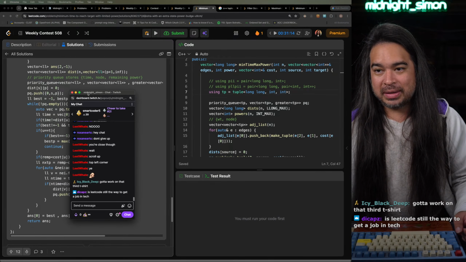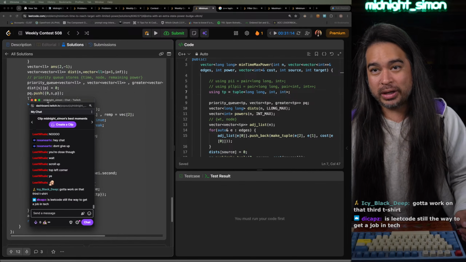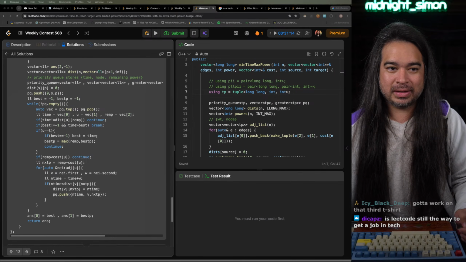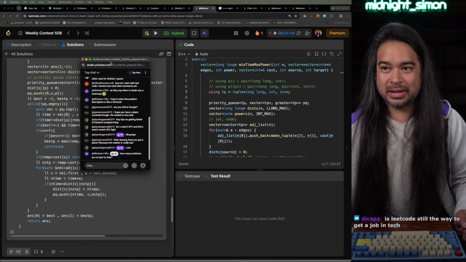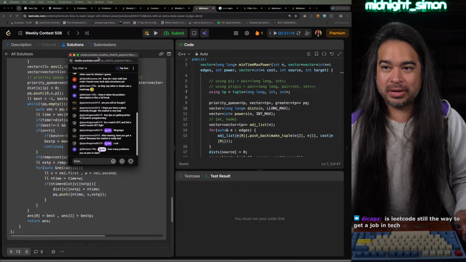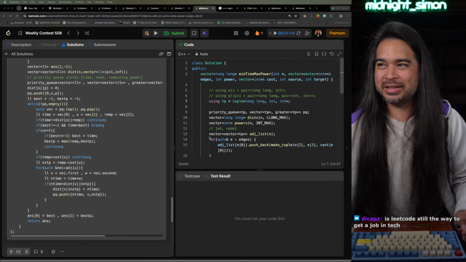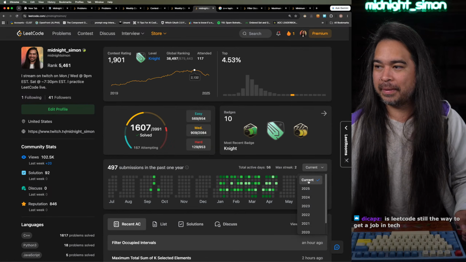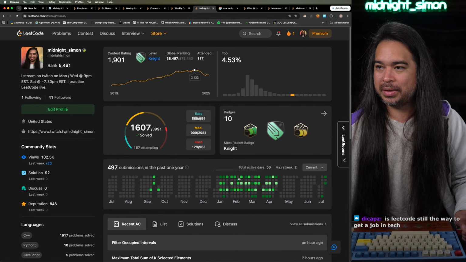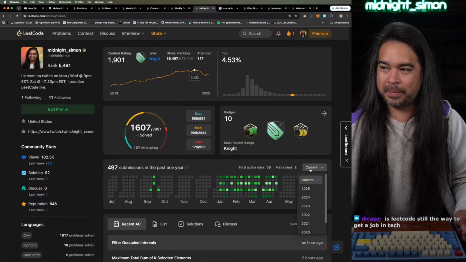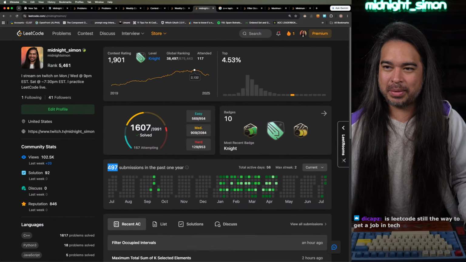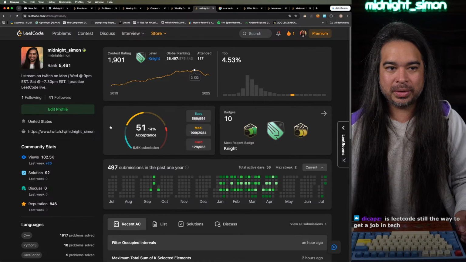Is LeetCode still the way to get a job in tech? From what I know, big tech companies still ask LeetCode, so I think it is still very important. How many problems are you at year to date? Year to date? I'm not sure, man. I don't think I've done too many problems this year. How can I check that? It doesn't tell me this year only. About 500, maybe like 200-300 problems this year. Who knows?